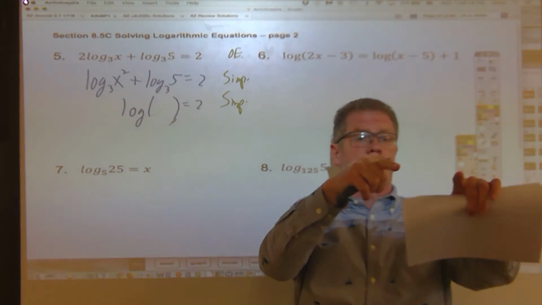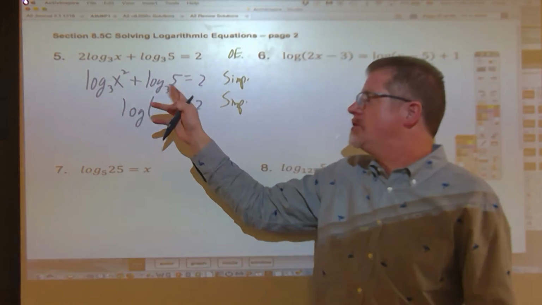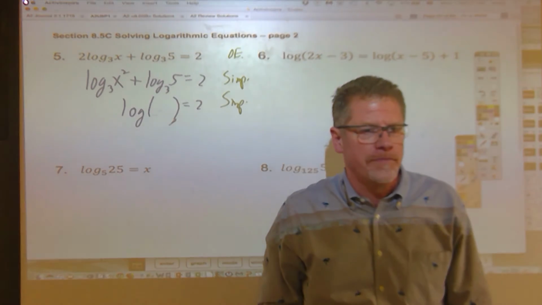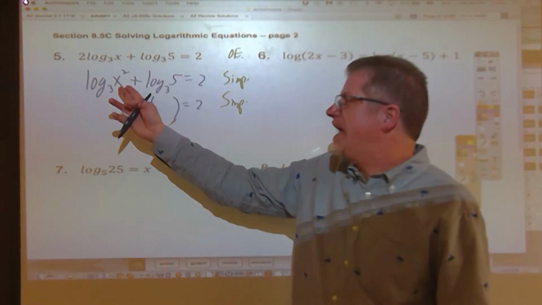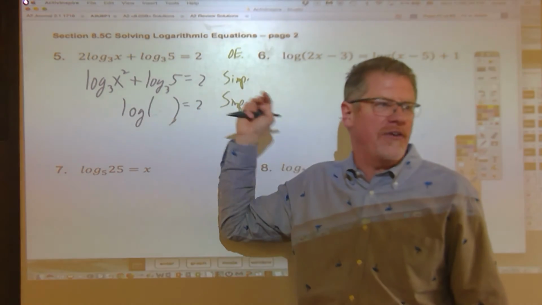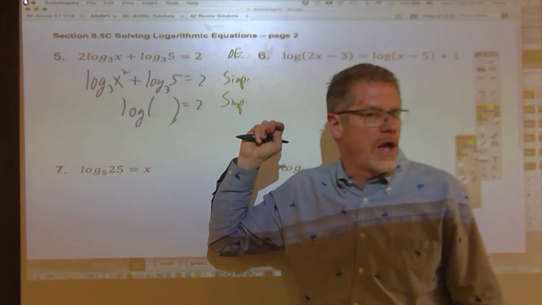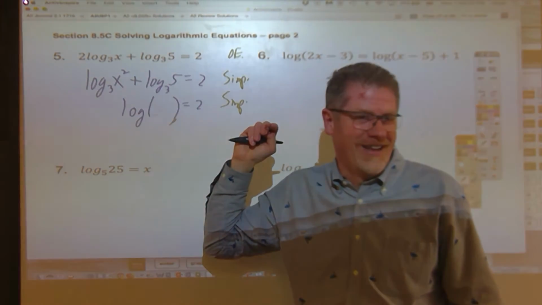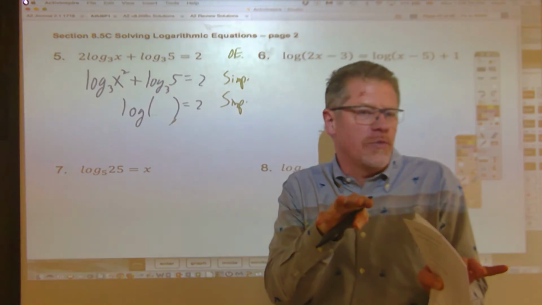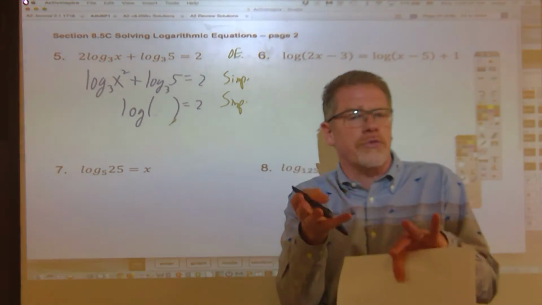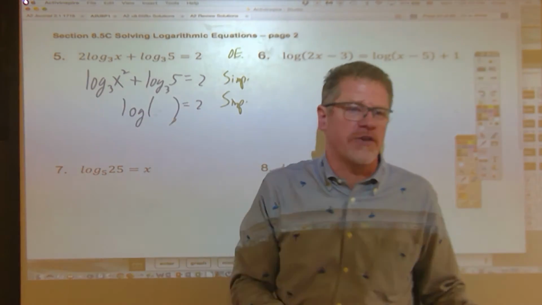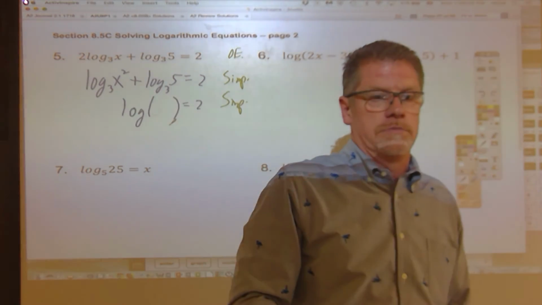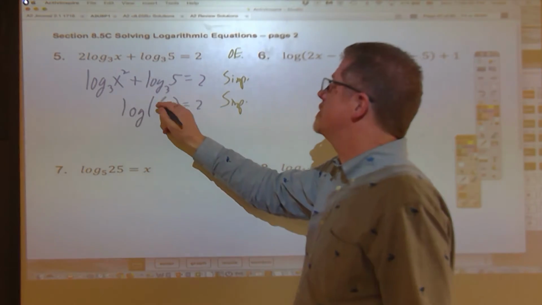So can you tell me what the product of these two expressions is? What's the product of x squared and 5? 5x. You're making it too hard. What's the product? Like if I said, what's the product of 3 and 10, you'd say 30, you just multiply together. What's the product of x squared and 5? 5x squared, that's all there is to it.